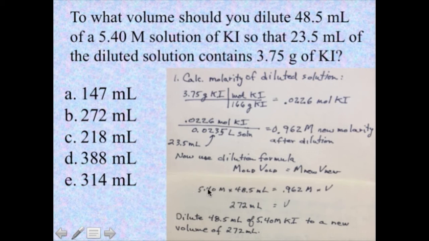We take our old molarity, 5.4 molar, times 48.5 milliliters, and that's going to be the moles of potassium iodide in the more concentrated solution. And that's going to be equal, after dilution, to the new molarity, which we know to be 0.962 molar, times the new volume, which we're trying to find out. If we solve for volume, by dividing this product by 0.962, we end up with 272 milliliters. So we dilute the 48.5 milliliters of 5.4 molar potassium iodide to a new volume of 272 milliliters.